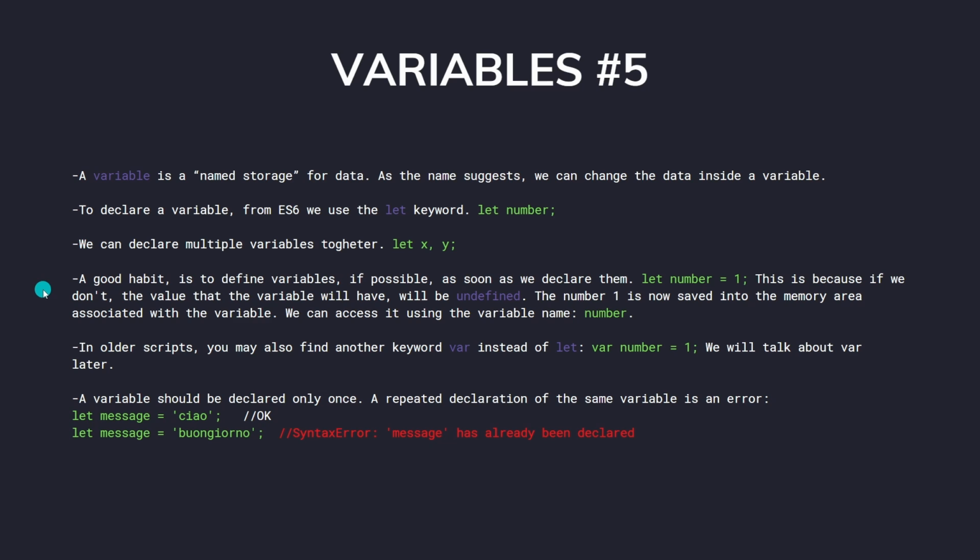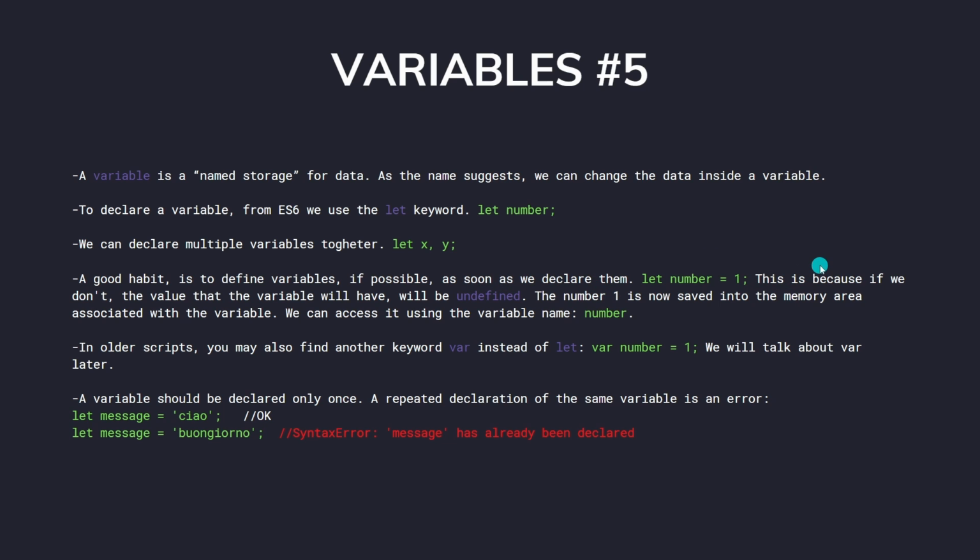A good habit is to define variables, if possible, as soon as we declare them. So let's understand what a declaration and what a definition is. As you can see here, let number is the declaration of a variable. But then, when we assign a value to it, that's what's called the definition of a variable. So let number is the declaration, while assigning the value is the definition.